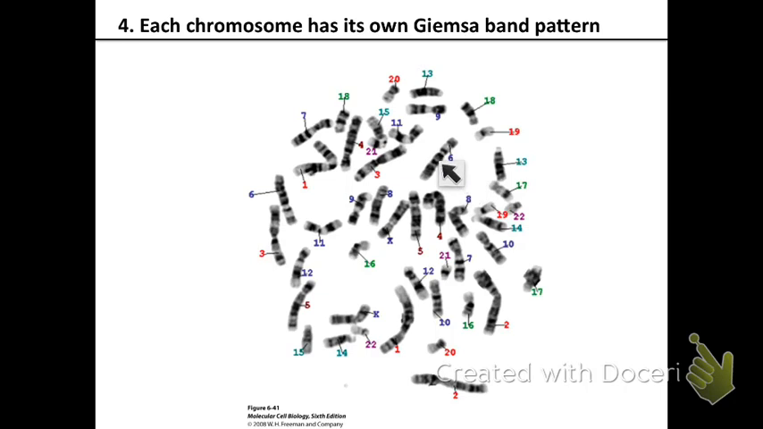So what you can see is these are mitotic chromosomes, and what you see is these bands. So these are Giemsa bands.